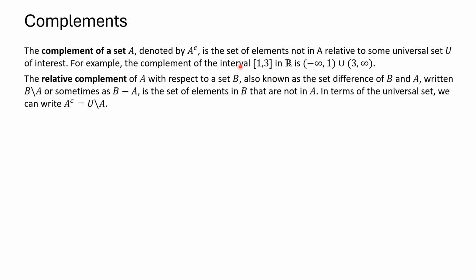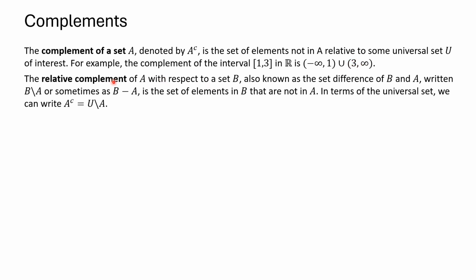So I have an example here. If you take the closed set [1, 3] in Euclidean one-dimensional space, then the complement is everything not in here, but in the set of real numbers. So you go from minus infinity to 1, not including 1, and then the union with starting from 3 to infinity, but not including 3.